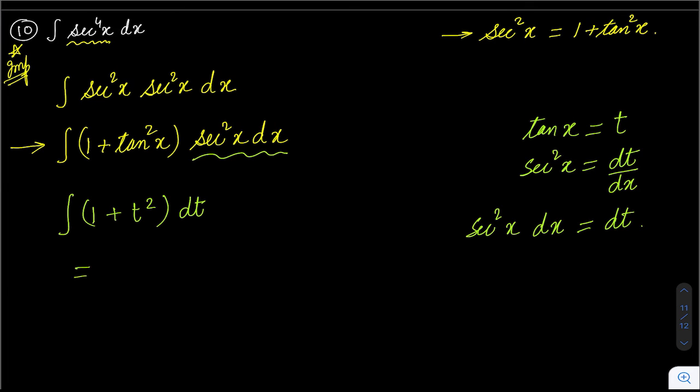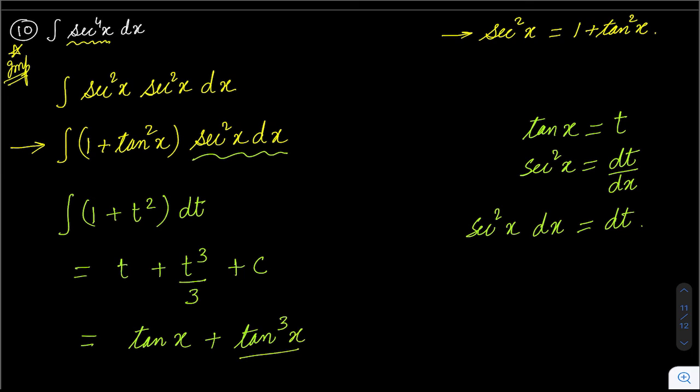And we can easily integrate this. Integration of 1 is t. Integration of t square is t cube over 3 plus c. And the last step, write the answer in terms of x. So t is tan x. So this is tan x plus tan cube x over 3 plus c. So this is my answer.